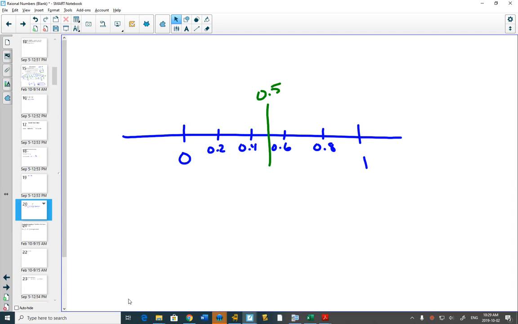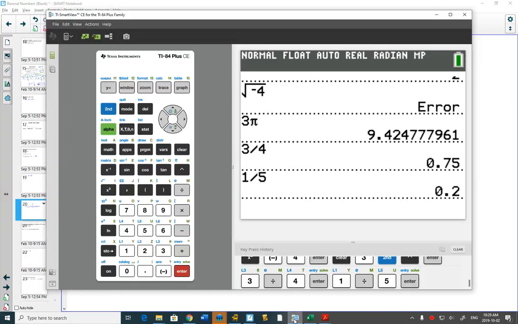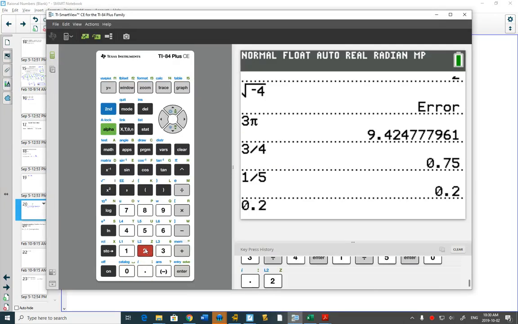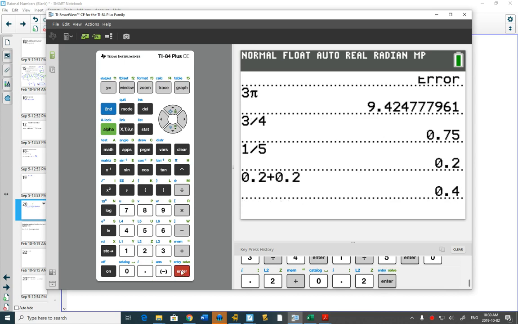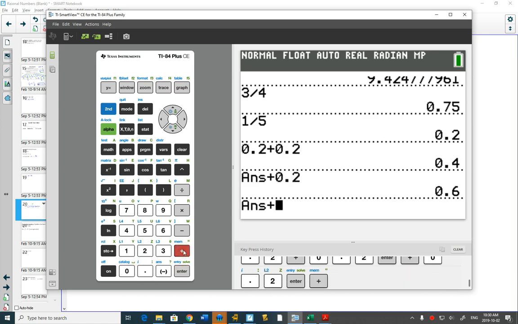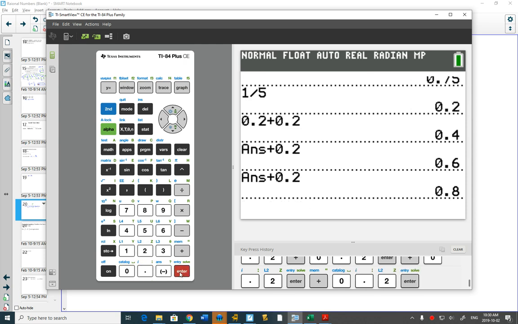If I add another 0.2, my second section would be 0.4. My third section would be 0.6. My fourth section would be 0.8. Because I can just keep adding, right? 0.2 plus 0.2, that'll be my second section. Plus 0.2, that'll be my third section. Plus 0.2, that'll be my fourth section.